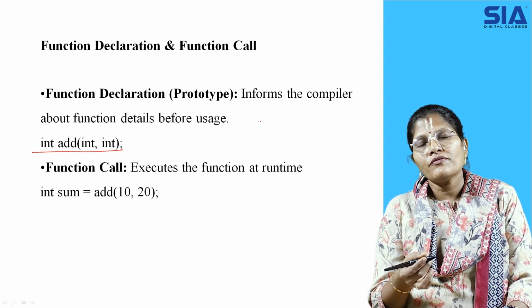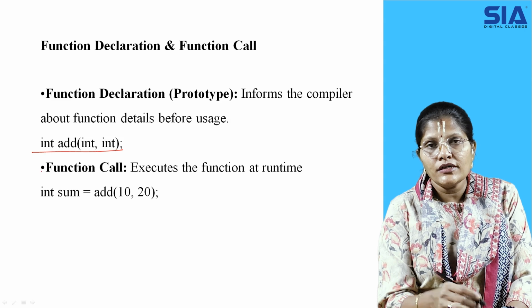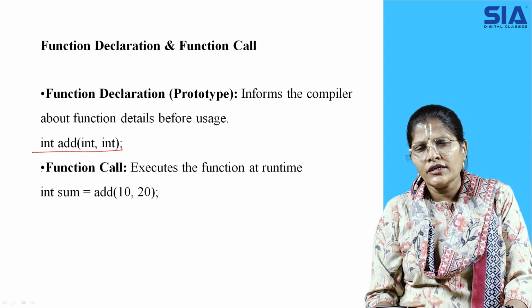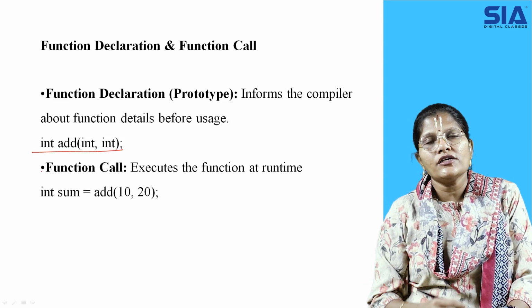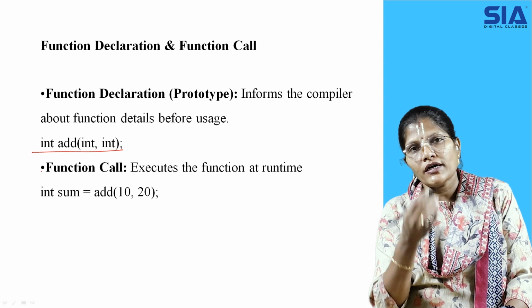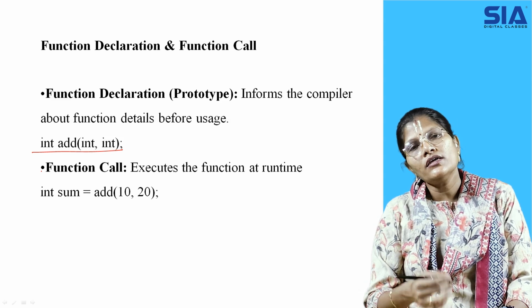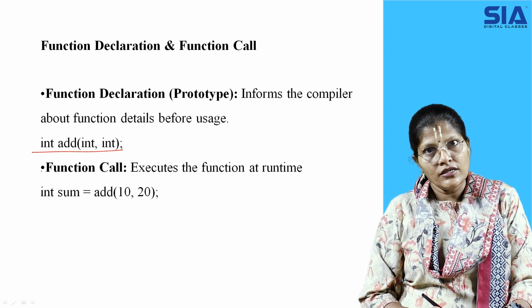So what is the type of value being returned? It can be an integer or a float or double, whatever it may be, it has to be stated before it is used. So first we define it, we declare it, and then we use it, we execute our statements in the function.